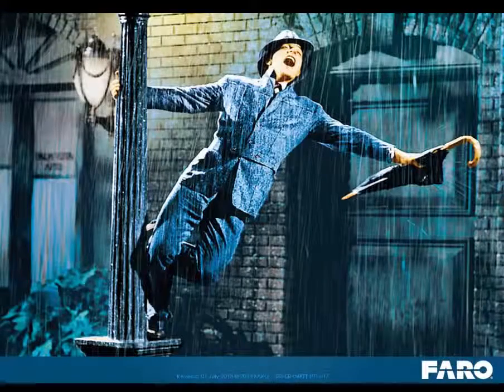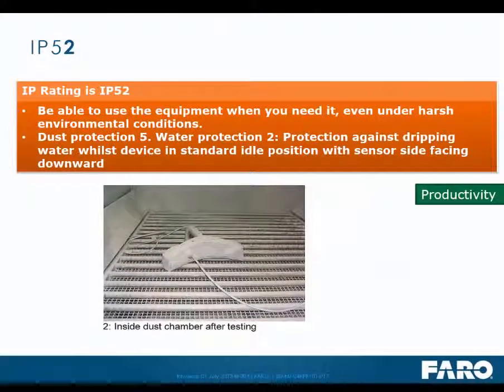We've also modified the IP rating, where we're now an IP52 rating. So we still have the same dust protection that we had before, but now we've introduced water protection against dripping water whilst the device is in a standard idle position with the sensor facing downwards.